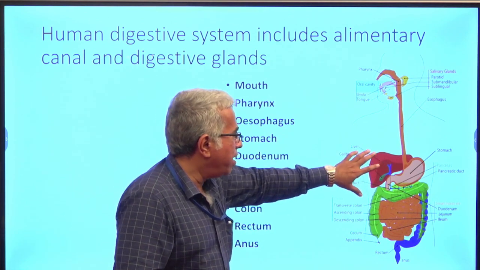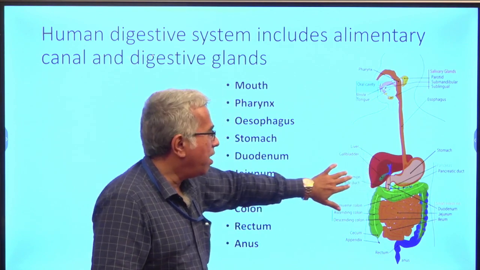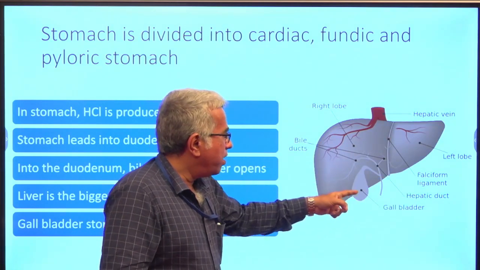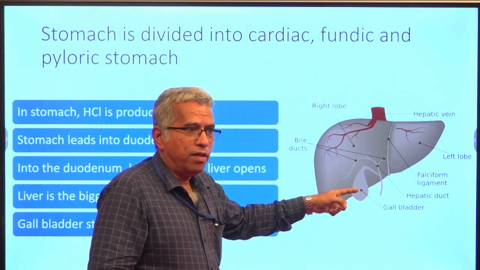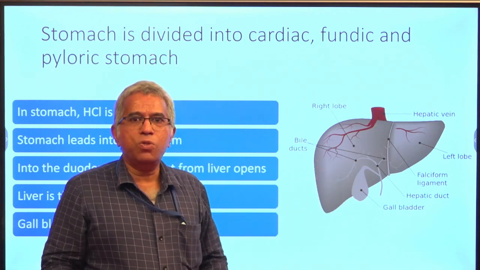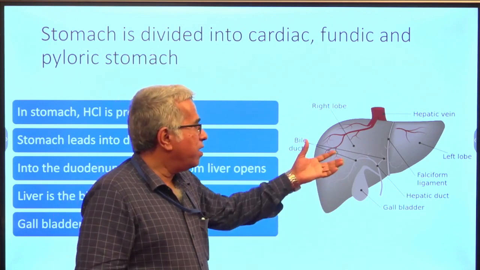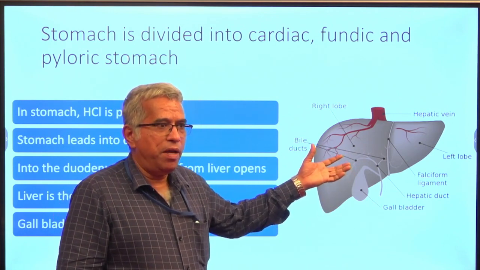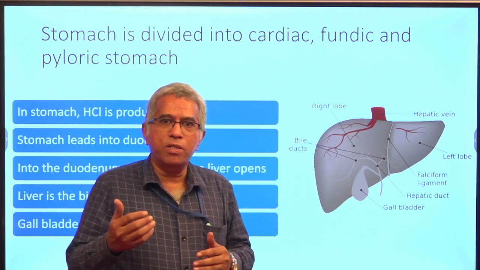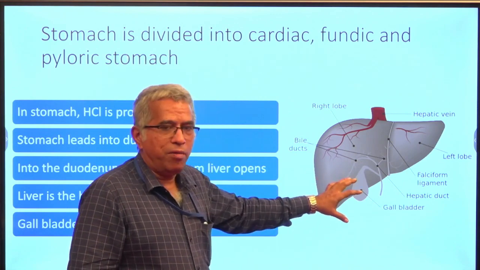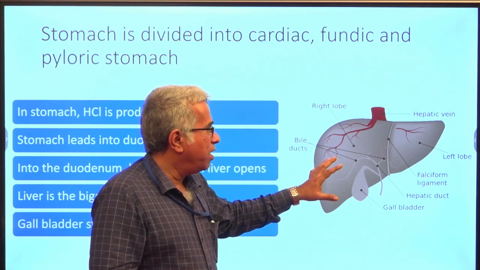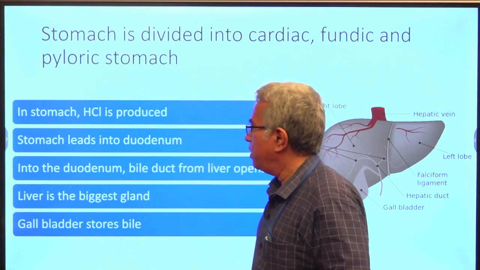And here you can find, my dear friends, the liver. Let us go to the diagram of the liver. You can see one bulb-like structure in the liver, and this is called the gallbladder. It stores bile. This liver is a chemical factory, and this is the biggest gland of your body. It produces bile, and this bile is stored for some time in the gallbladder. So that is about the structure of the liver and its contribution to the process of digestion.